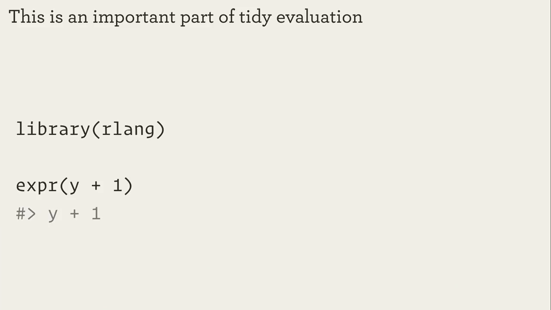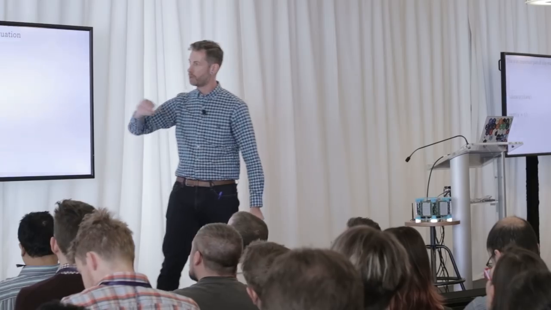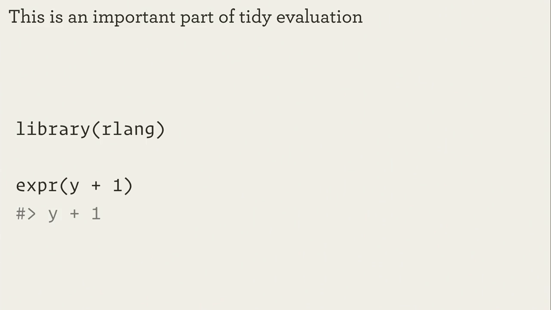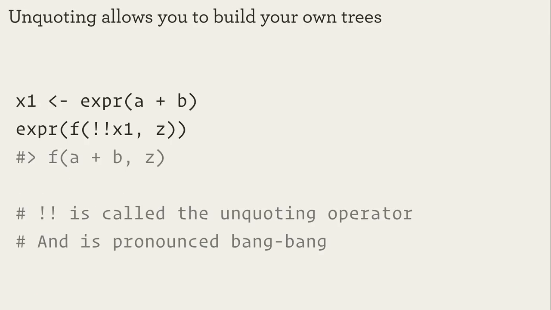So why should you care about this? I think one reason is this is an important part of tidy evaluation. So tidy evaluation is a toolkit that allows you to program with packages like ggplot2 and dplyr, and it's powered by the rlang package. One of the cool functions in the rlang package is this expr function. What that does is it basically captures what you give it. It just returns exactly the code that you gave it. But it also supports unquoting with this crazy bang-bang operator. So the bang-bang is called the unquoting operator. It's pronounced bang-bang, obviously, as I've just said like 5 times now.